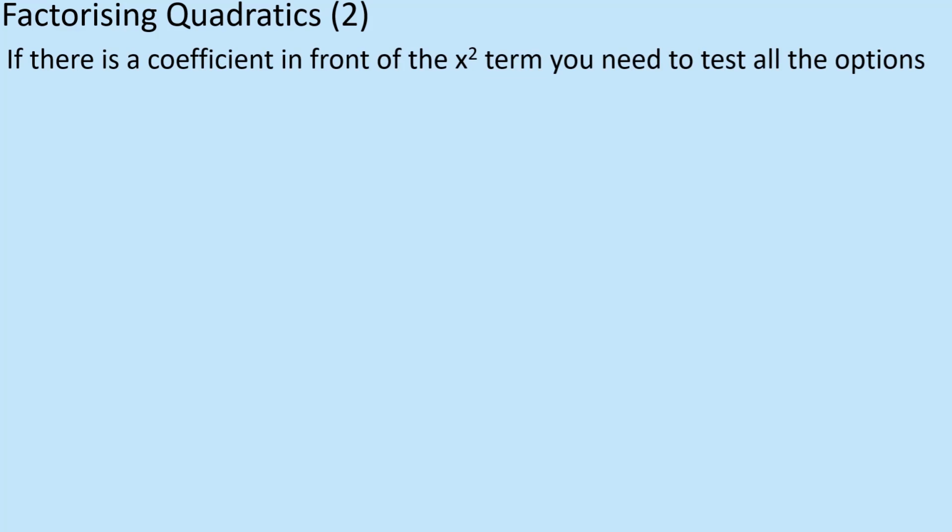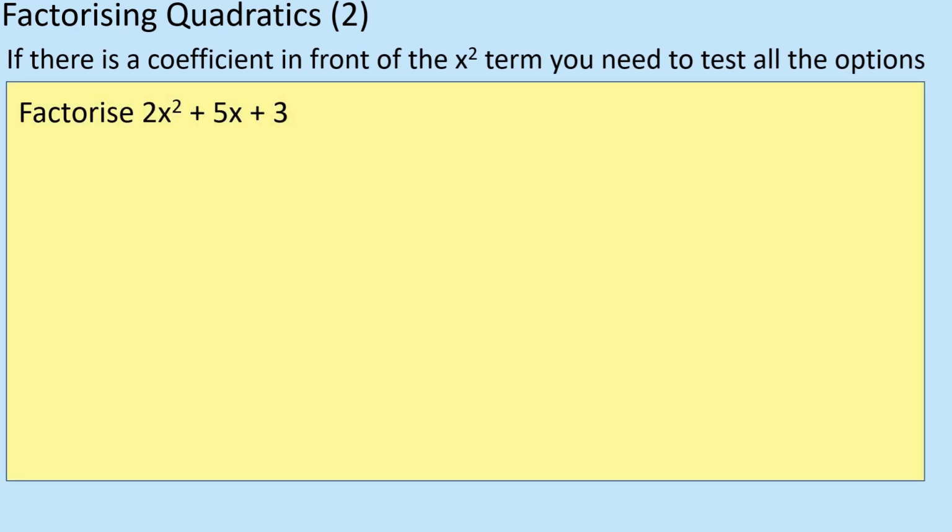Hi, this is part 2 of factorising quadratics. In the previous lesson we looked at factorising quadratics where we just had an x squared at the front. Well, that's a relatively straightforward process, but it can become increasingly more difficult if there is a coefficient or a number in front of the x squared. It just makes it a little bit more complicated.